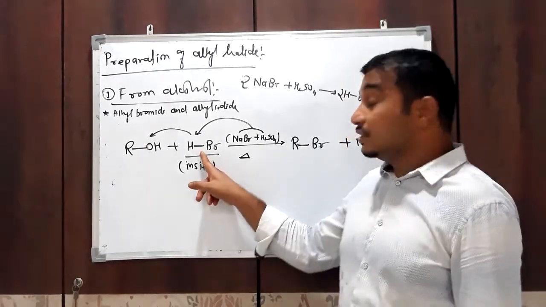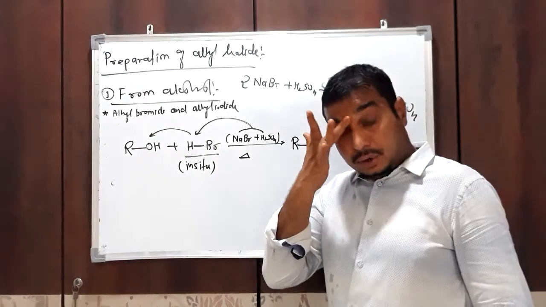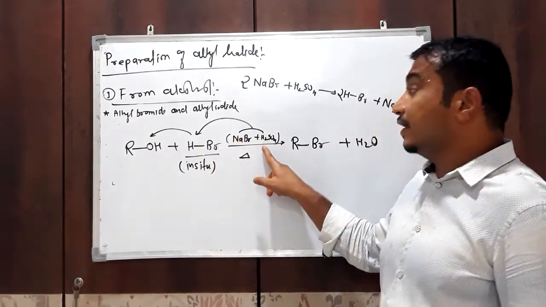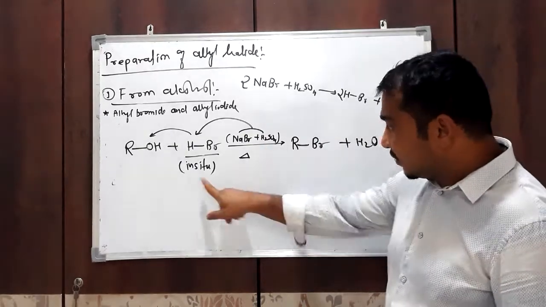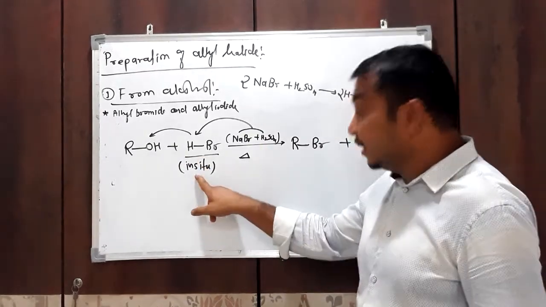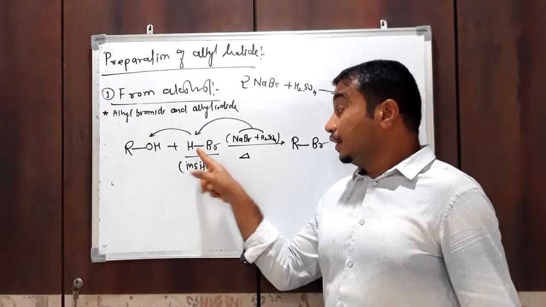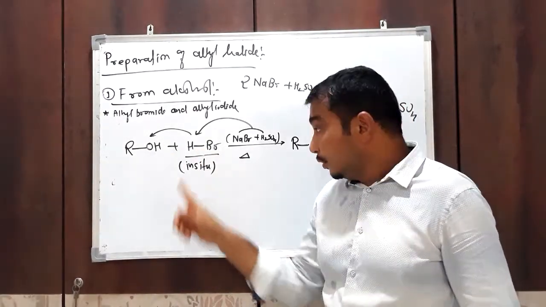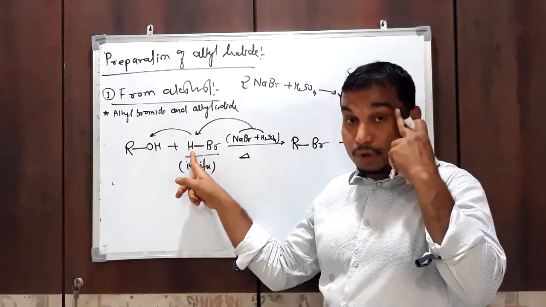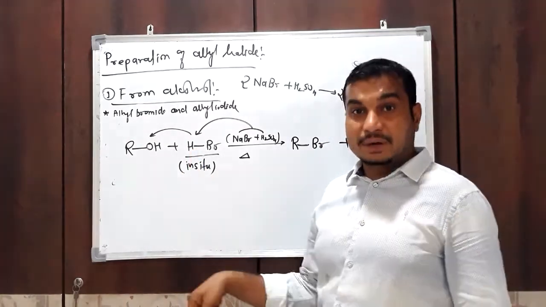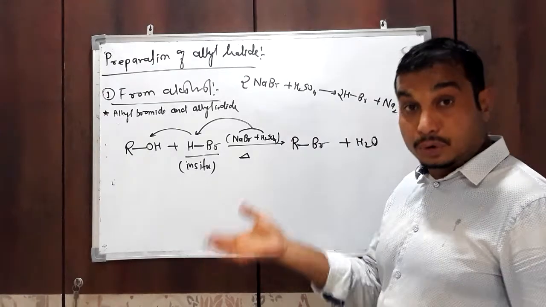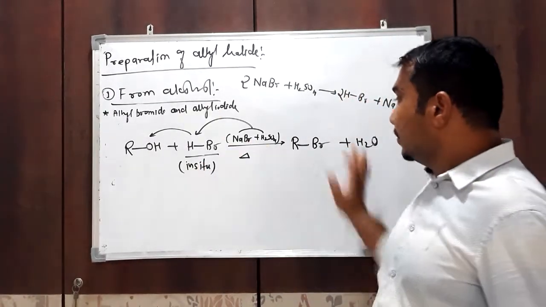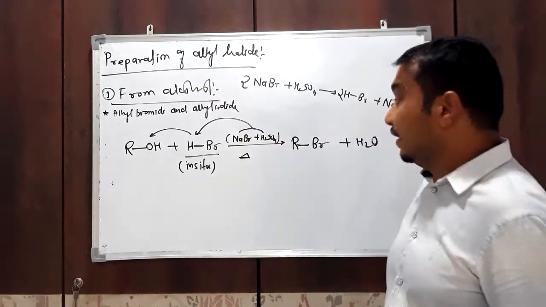So in this reaction, this HBr we have not added from outside. We have prepared this HBr inside the reaction mixture, by performing the reaction between NaBr and H2SO4. So that's why the meaning is in situ. In situ means it is prepared inside the reaction mixture. We have not taken it from outside because HBr is unstable. It is not possible to store this HBr. That's why we have to prepare it during the reaction, that is called in situ. Okay, so this is the method to prepare alkyl bromide.